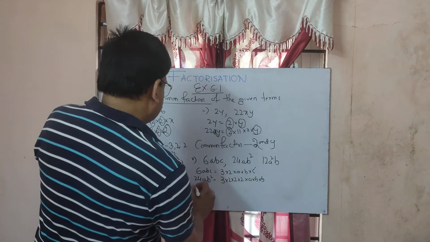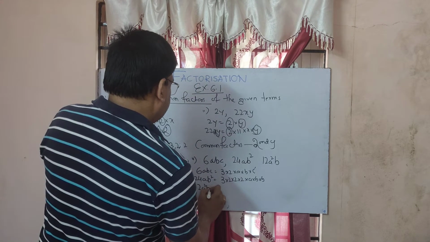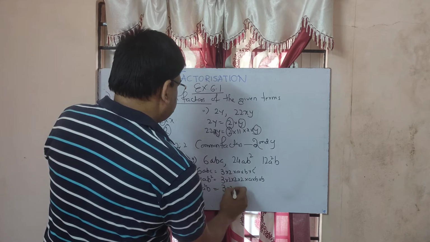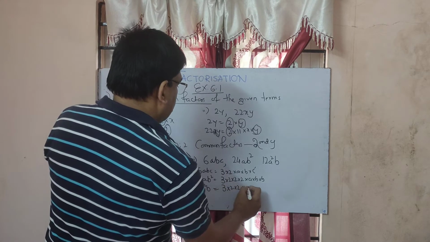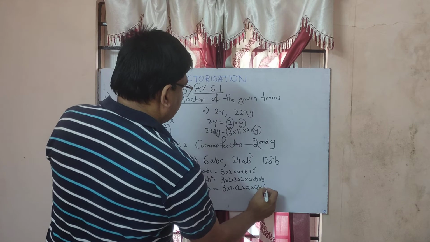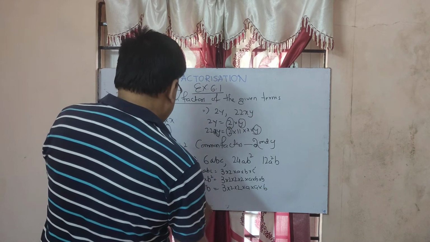Now next one is 12A square B. 3 2s are 6, 6 2s are 12. A square means A into A, and B is B. Now you have to find the common factors.